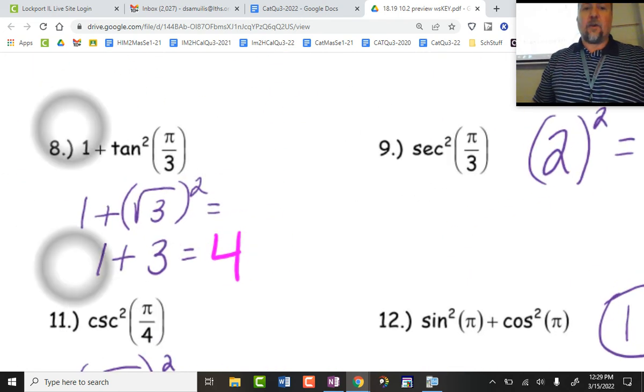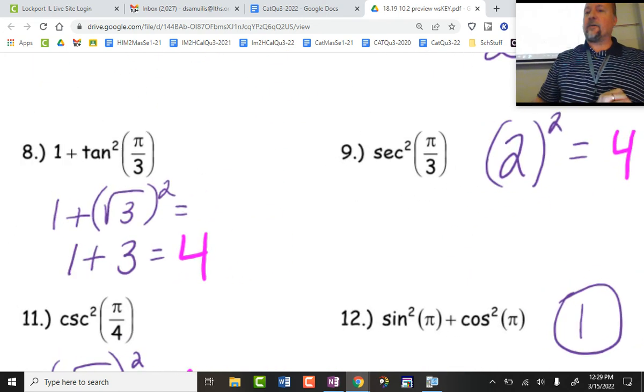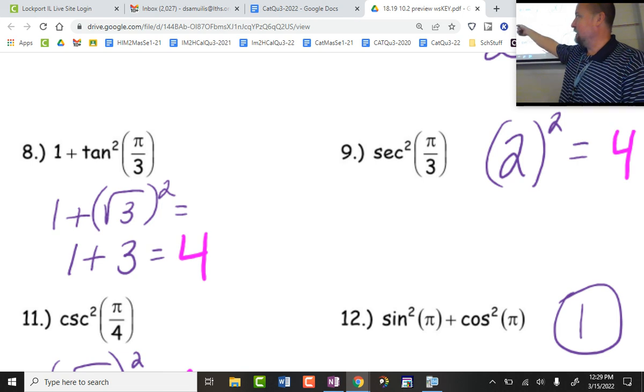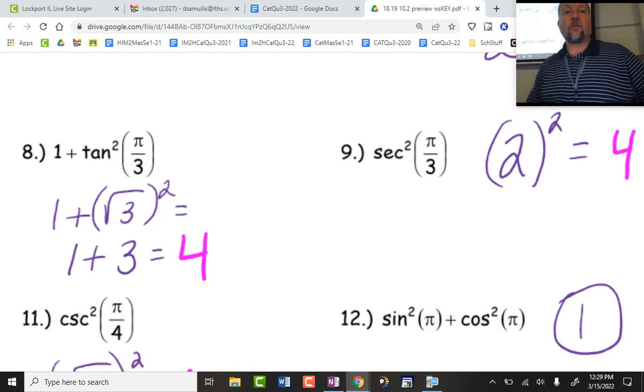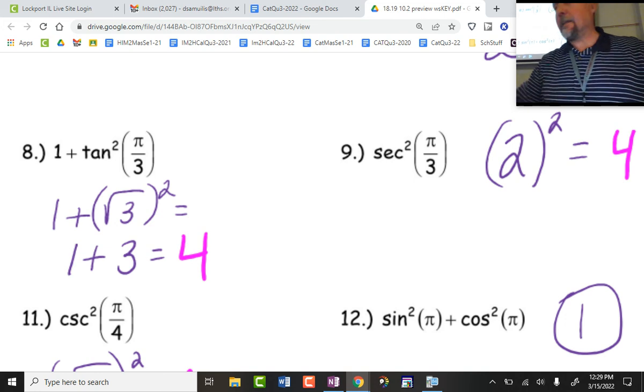1 plus tangent squared does equal secant squared. 1 plus tangent squared of pi over 3. Tangent of a 60 is root 3. You get 4 out of this. 4 equals 4. So that's the idea of those identities.